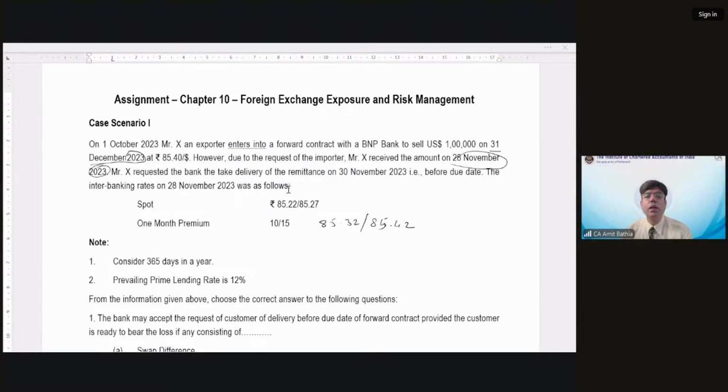It buys from the customer, otherwise at 85.40, right? As per the forward contract rate, that is 85.40. So what is the difference between the two values? That is 18 paise per dollar, right?